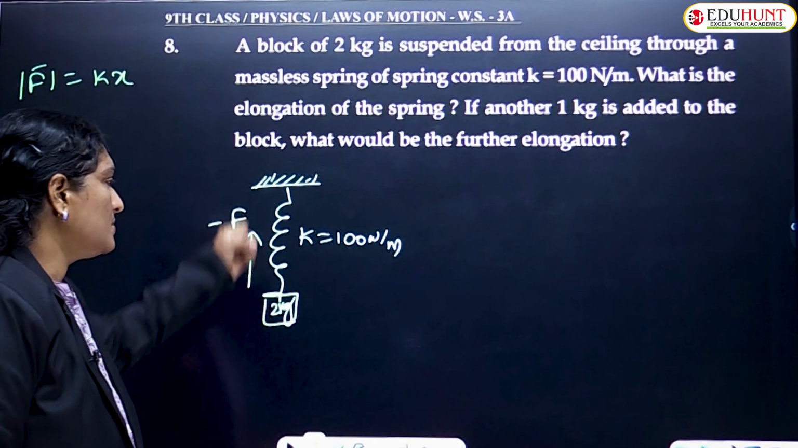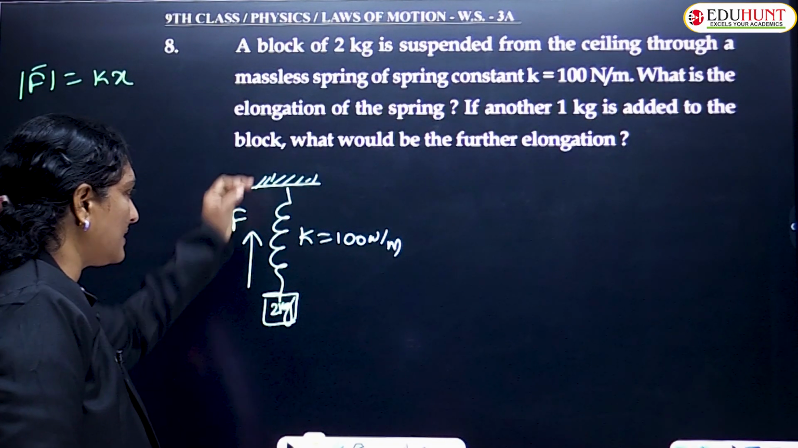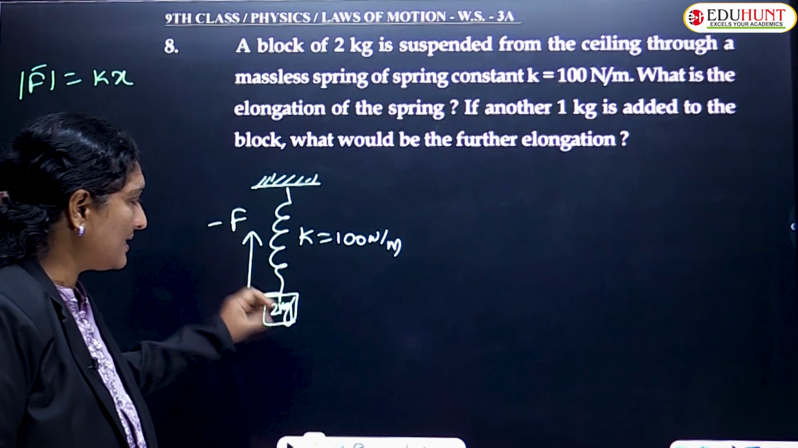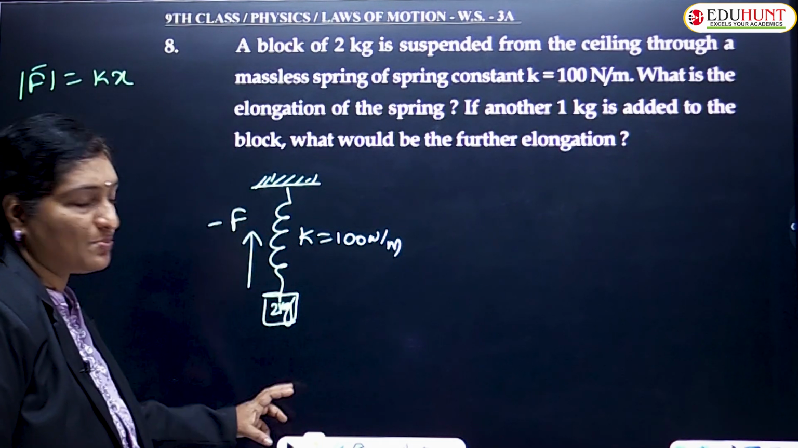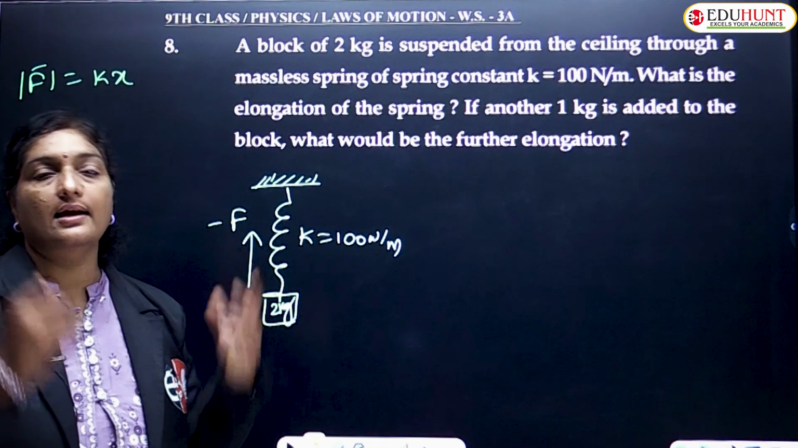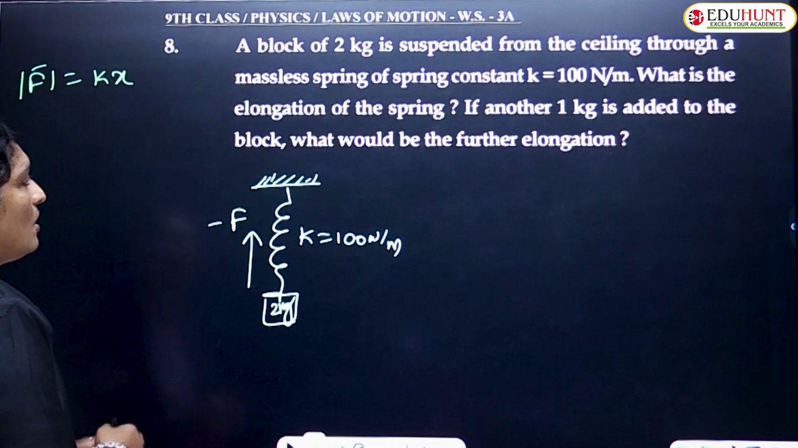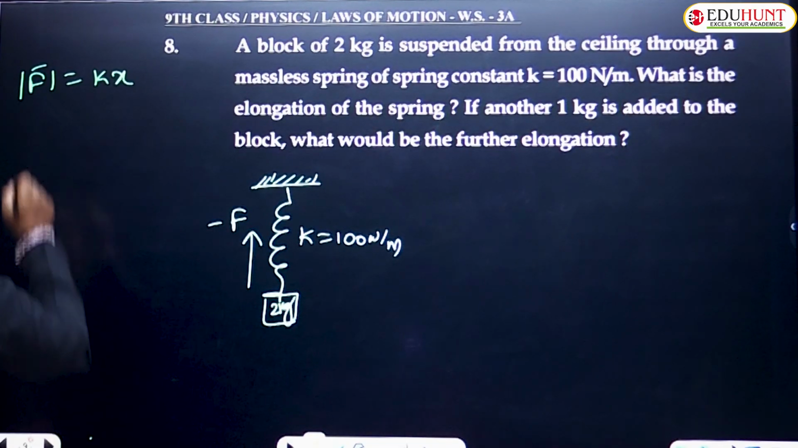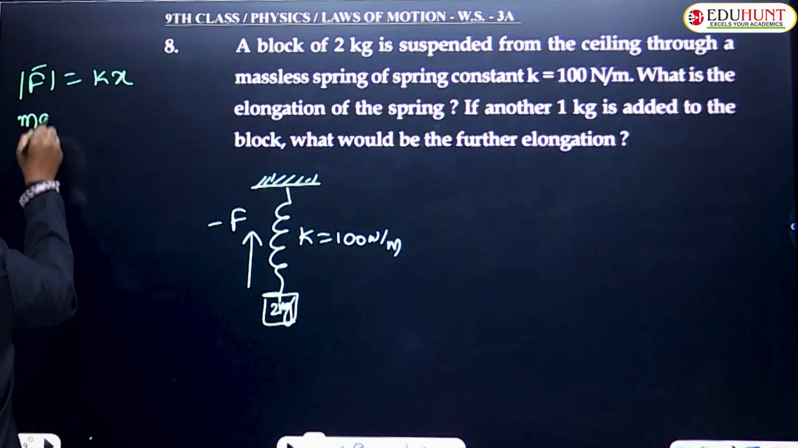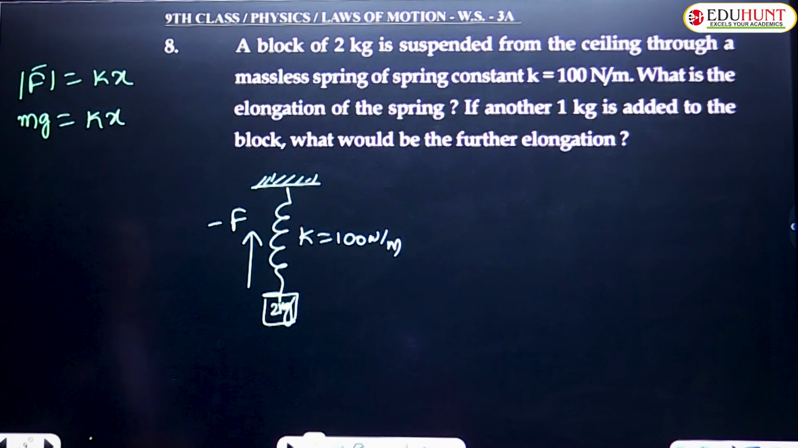So no foreign object is pulling it downwards. Only because of the mass attached, because of the weight, the force here is weight. Because of that weight only, the spring is being elongated. As a result, the restoring force will be acting. So the only force present on the spring is the weight of the object. So instead of the force, I can replace it with mg is equal to, actually it should be minus kx, but only the magnitude I am considering. So mg is equal to kx.